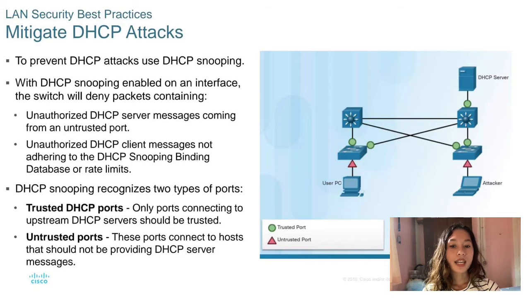DHCP snooping recognizes two types of ports. The first one is the trusted DHCP ports. Only ports connecting to upstream DHCP servers should be trusted. And the second one is the untrusted ports. These ports connect to hosts that should not be providing DHCP server messages.